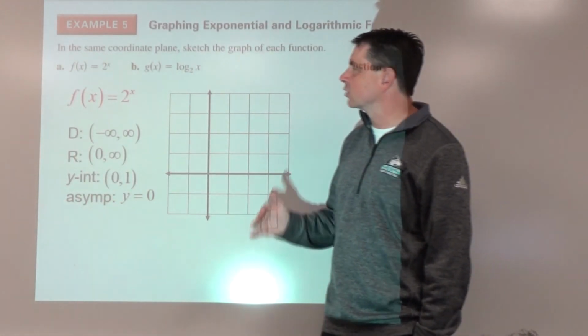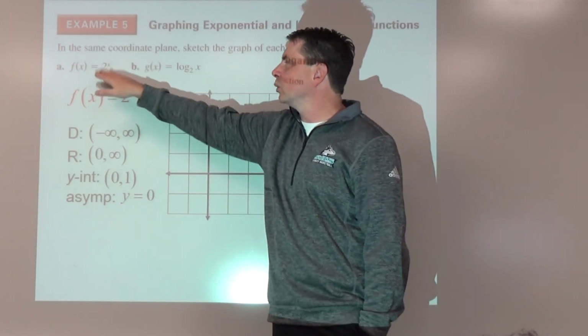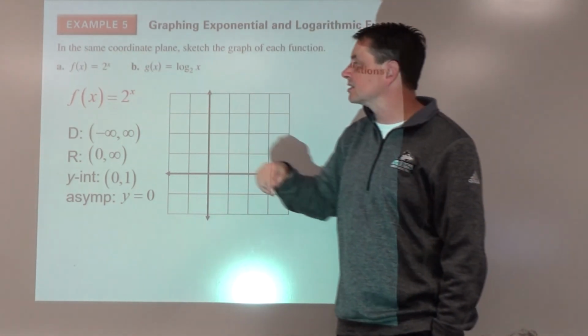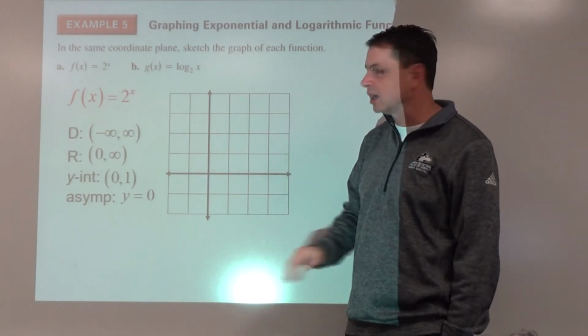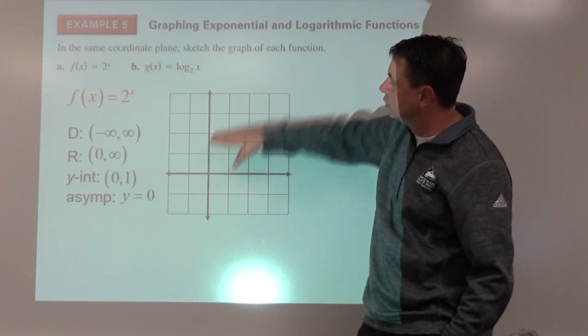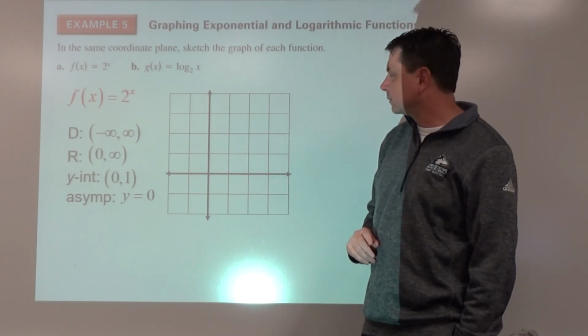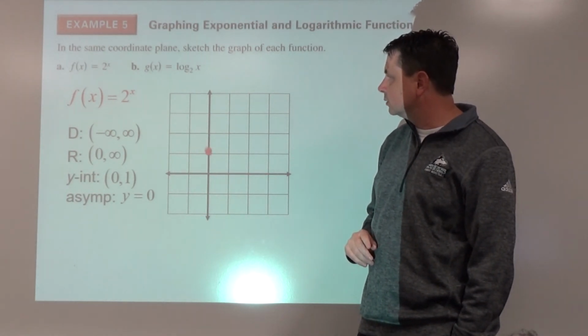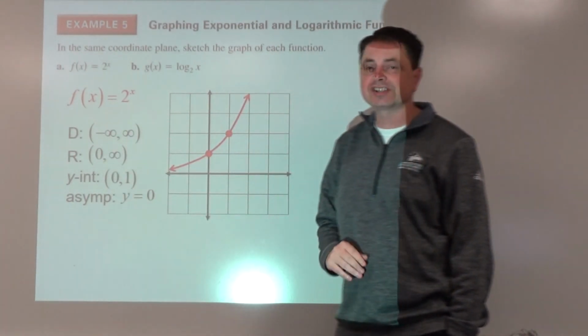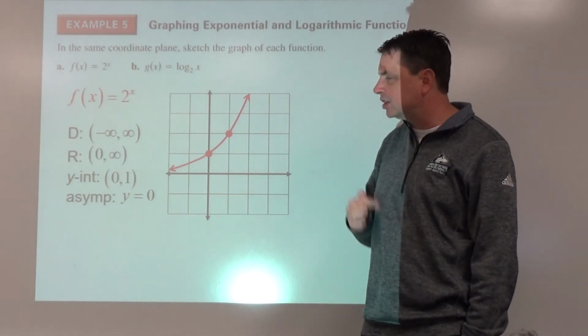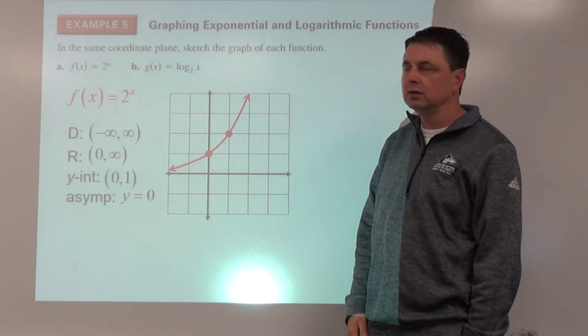All right, let's take a look at graphing. If we remember, we graphed this one in the previous lesson, 2 to the power of x. We had a point at (0, 1), we had a point at (1, 2), and we got close to the x-axis, which was the asymptote. And these were all the features or characteristics of the graph: its domain, its range, its y-intercept, and its asymptote.